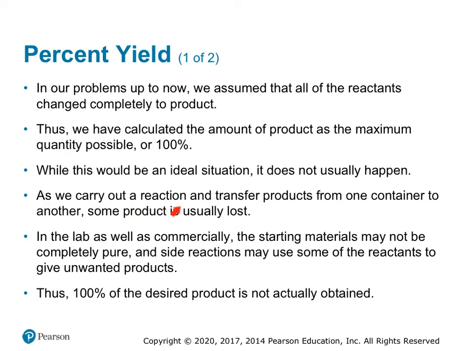As we carry out a reaction and then transfer products from one container to another, some product is lost. Also in the lab and commercially, starting materials may not be 100% pure. And then we get what we call side reactions that can use some of the reactants to produce unwanted products. So for these reasons, usually 100% of the desired product is not actually obtained. We usually get less than 100%.